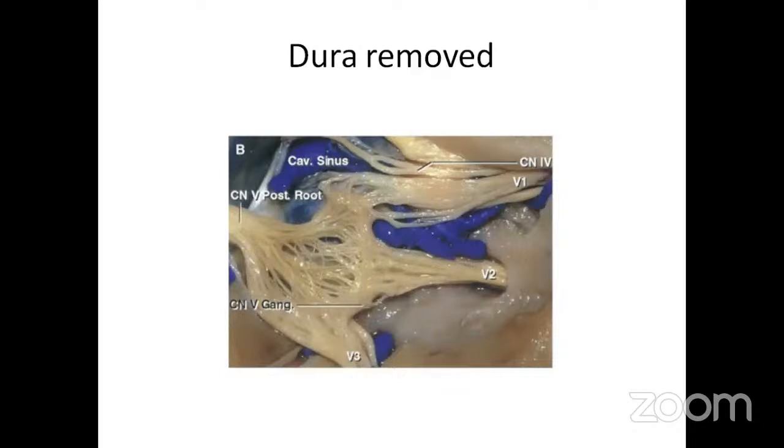In this diagram, the dura has been removed and we can see the ganglion along with the divisions of the trigeminal nerve. The first division, second and third division. This is the ganglion of the trigeminal nerve, and this is the posterior root of the trigeminal nerve.